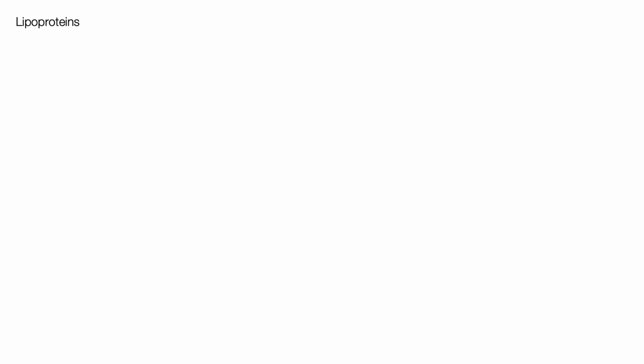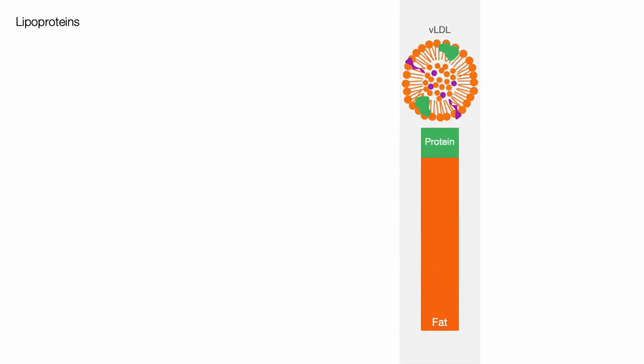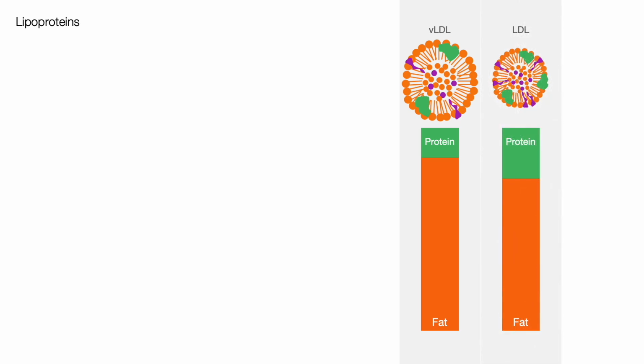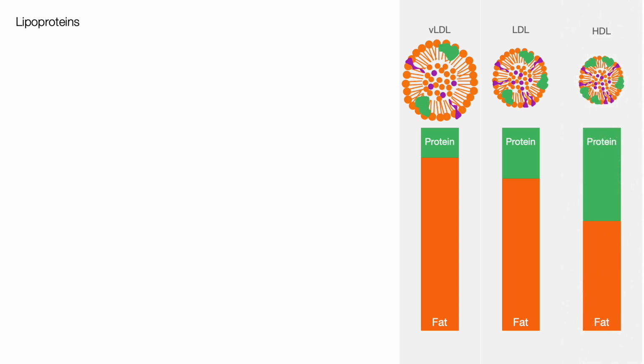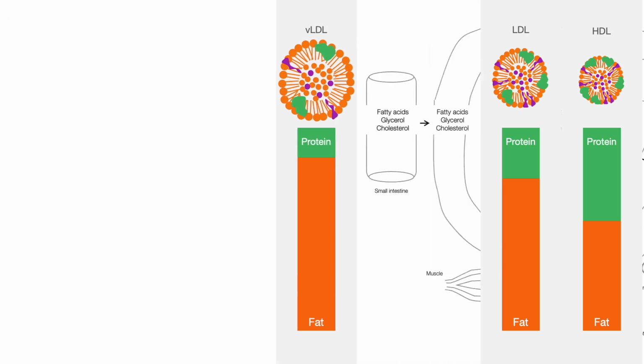The three major types of lipoproteins are the VLDL, or very low-density lipoproteins, that are the largest and contain few proteins, LDL, or low-density lipoproteins, which are somewhat smaller and contain more protein, and the HDL, or high-density lipoproteins, that are even smaller and contain a higher proportion of proteins.